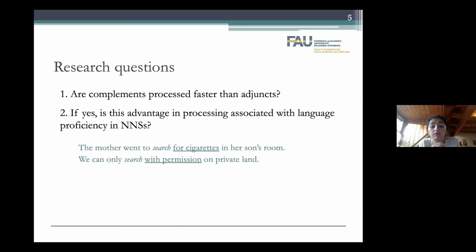And the second one: if this advantage in processing is associated with language proficiency in non-native speakers, and that's the population I was working with. The reasoning behind it is simply that more advanced learners would be more familiar with this item-specific information, and that's why they would benefit the most for this gap between the processing of complement and adjunct.